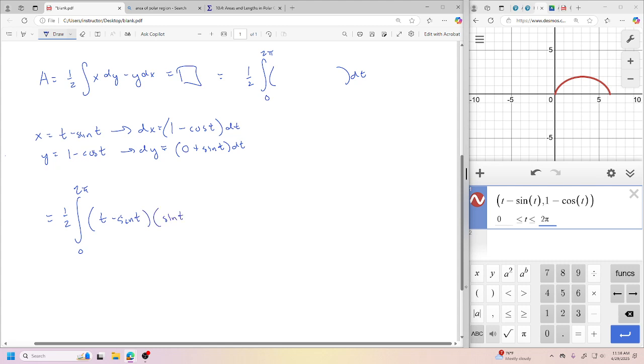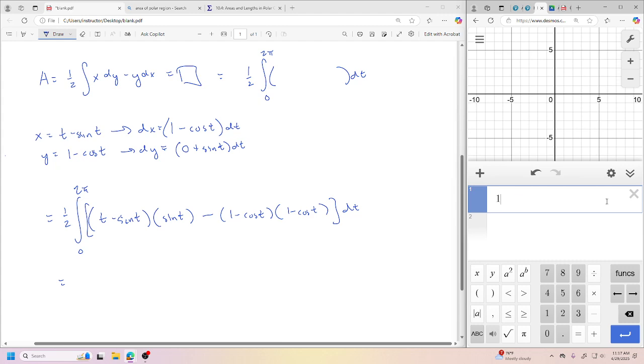Yes, that was a positive sine. Minus, and then y, then dx, and then all of that dt. Desmos. Definitely Desmos on this guy.